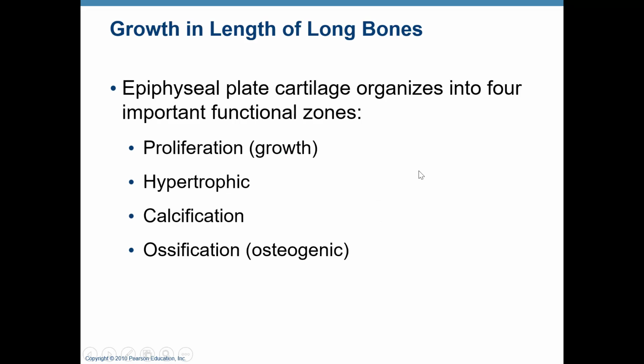What happens as you grow in length? Well, the cartilage cells in the epiphyseal plate will proliferate, which means they'll replicate and increase in number. They'll get larger in size, which is hypertrophy. Then they'll start to harden, which is calcify, and die. And eventually they're replaced by bone, by osteoblasts. And when it's replaced by bone, that's the area where it's hardening.